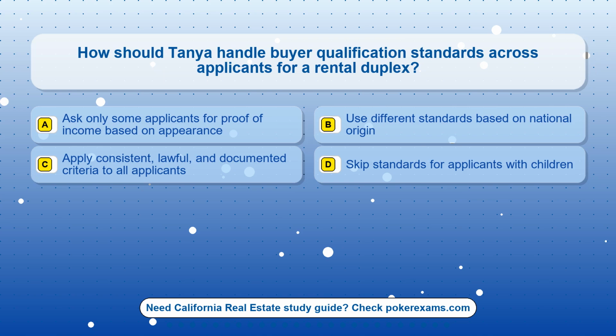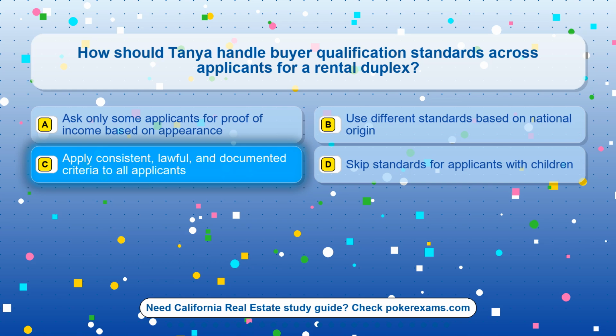Question 4. How should Tanya handle buyer qualification standards across applicants for a rental duplex? Option A. Ask only some applicants for proof of income based on appearance. Option B. Use different standards based on national origin. Option C. Apply consistent, lawful, and documented criteria to all applicants. Option D. Skip standards for applicants with children.